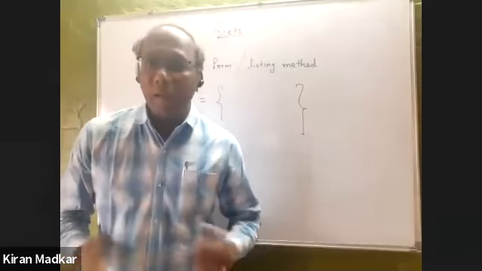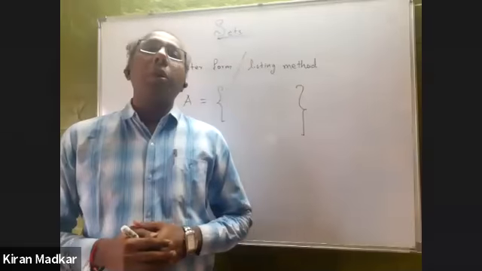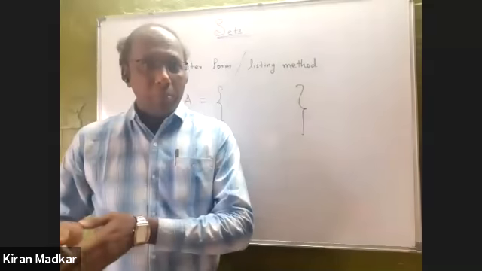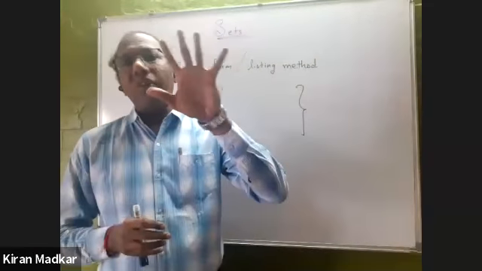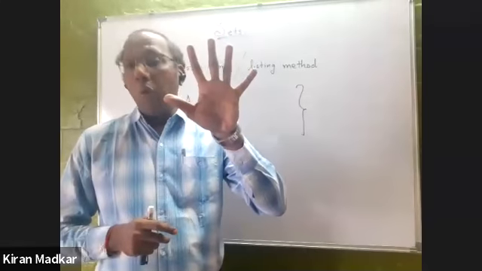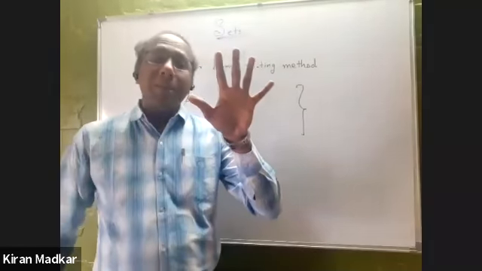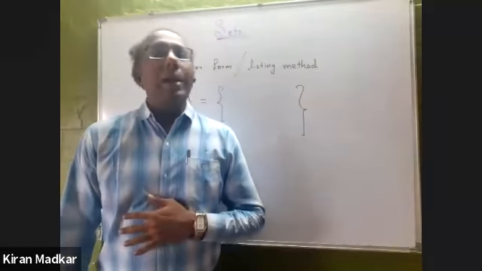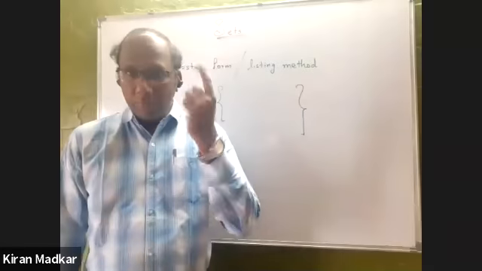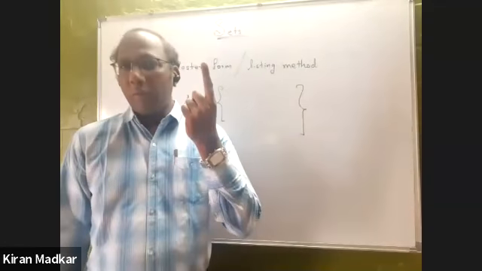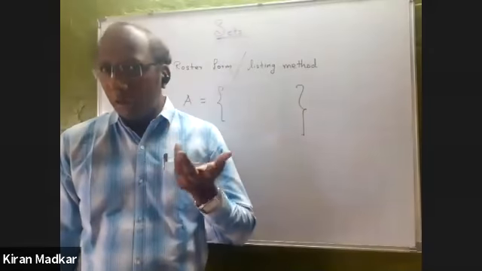Now, which are the elements? As I told you, I'm talking about the set of natural numbers, not all natural numbers. I'm talking about the set of the first 5 natural numbers. Hopefully, you know what natural numbers are. Natural numbers are nothing but your counting numbers, and natural numbers start with 1, not 0. 1, 2, 3, 4, 5. These are the natural numbers.